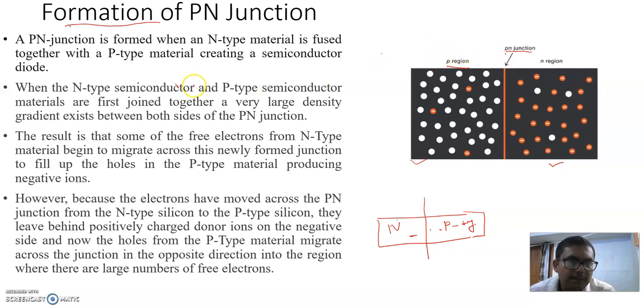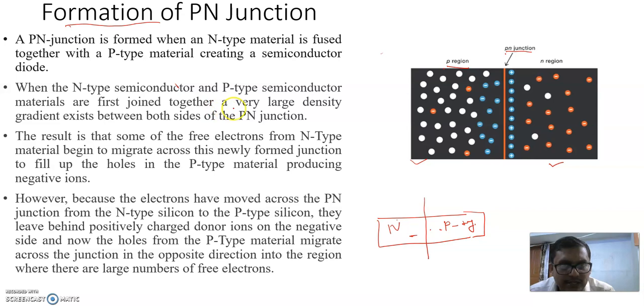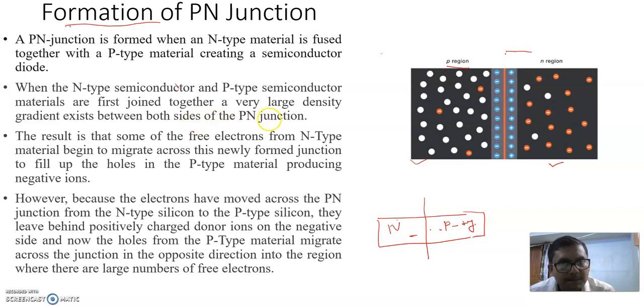That junction is called PN junction. So when the N type semiconductor and P type semiconductor are first joined together, a very large density gradient exists between both sides of the PN junction.